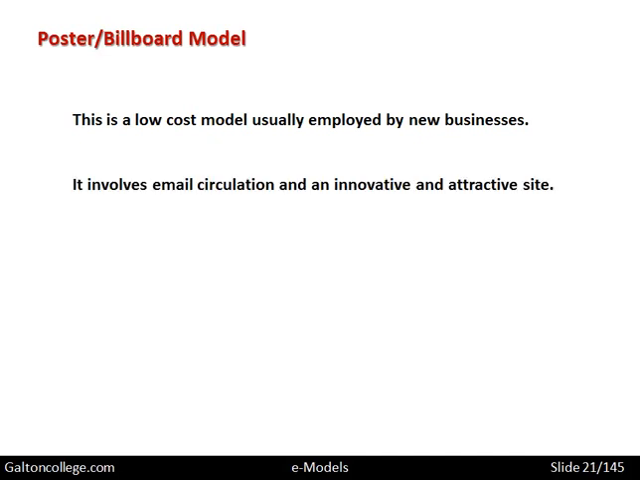So let's look at some of these models, starting with the poster billboard model. It's a very low cost model, usually employed with a new business. So it's a very cheap way of setting up and getting the business up and running. It involves email circulation and an innovative and attractive site.